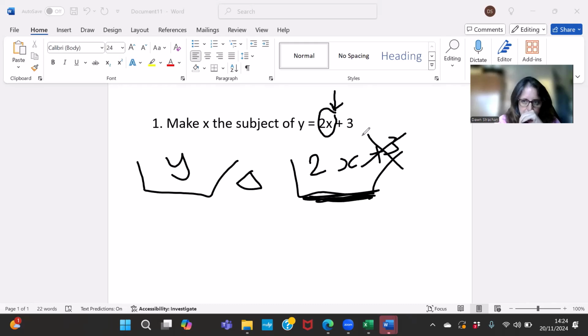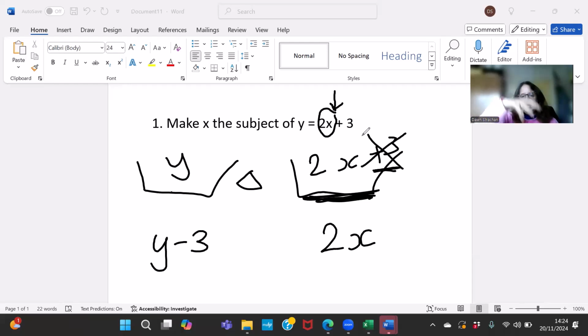So I'm going to start by taking out this plus 3, so that it leaves me with just 2x on this side. But because I've taken it out of here, that's made this side heavier. So I need to take a plus 3 from that side as well. So if I'm taking it out, I'm going to take, okay, hopefully that makes sense.